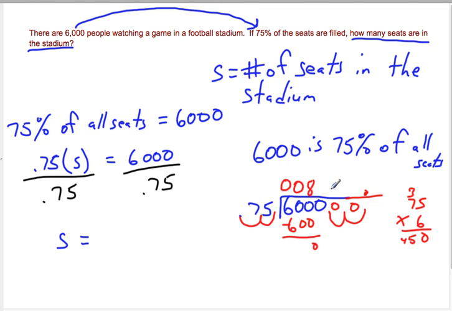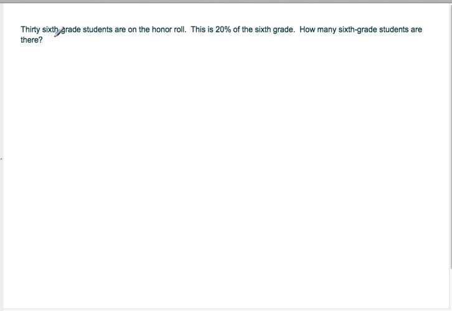And so every time we bring down a 0, we just have to put it into the answer. 8, 8, 8. So our answer is 8,000 seats. Let's see if that makes sense. There are 6,000 people in the stadium, which is 75% of 8,000. Well, half of 8,000 would be 4,000. So it does make sense that 75% would be 6,000. Great. Okay, so here's our answer. All right, last problem here.